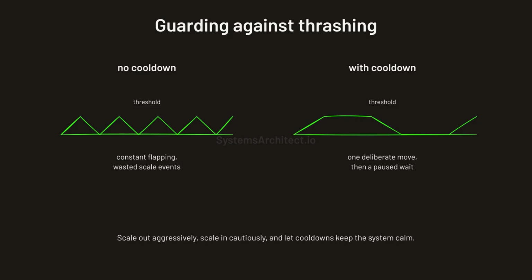So how aggressive should scale out really be? Good policies scale out aggressively because undercapacity costs you customers. Good policies scale in cautiously because over-eager termination costs you reliability. Getting that asymmetry right is what makes an elastic system feel calm instead of jumpy.